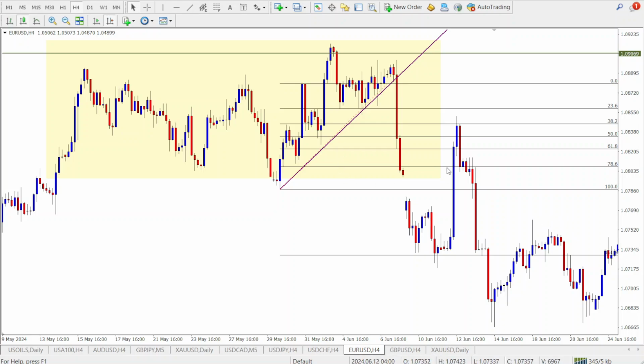The first is to wait for confirmation. Okay, do not jump into a trade the second the price breaks a level. Wait for a candlestick close above a resistance or below a support to confirm the breakout. Then use stop losses. Always set a stop loss to protect your trade in case the breakout turns out to be false. Then as for managing risk, always keep your position size in check and ensure your stop loss is well placed to protect your capital.